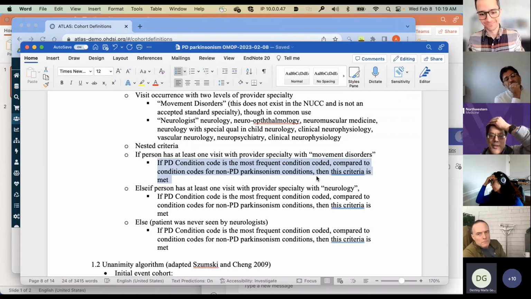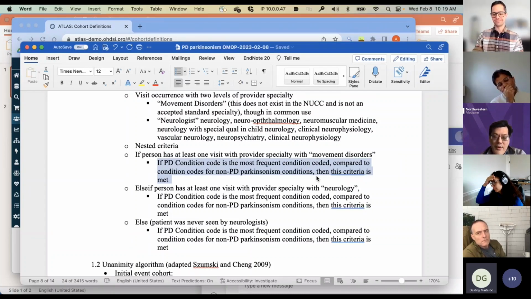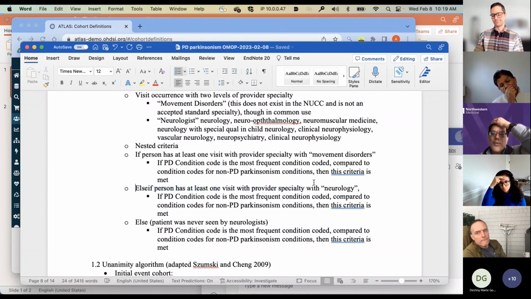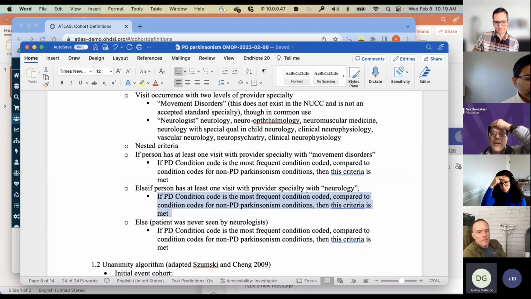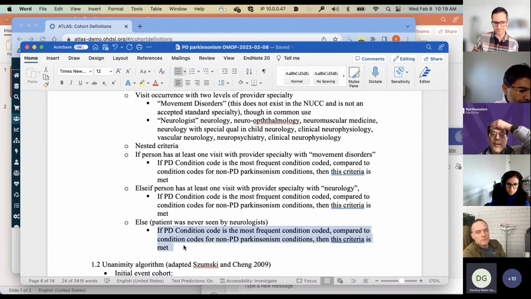And let me just blast through this, because I understand that these are philosophical differences in how OMOP is designed in some way. But then if there is no movement disorder person involved, then you do the same. Is there one visit with neurology? And then you do the same comparison. If the PD condition code is the most frequent compared to the non-PD Parkinsonism, then you meet this criteria. And if there's no neurologist involved, then you do the same analysis for that subset of visits as well.